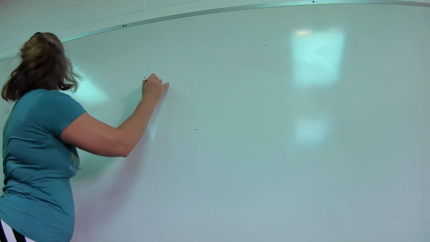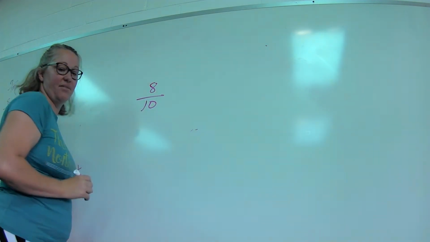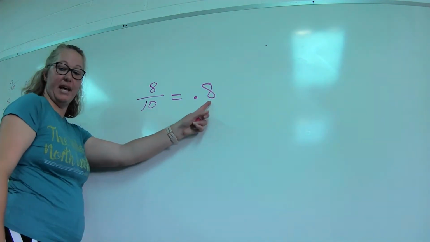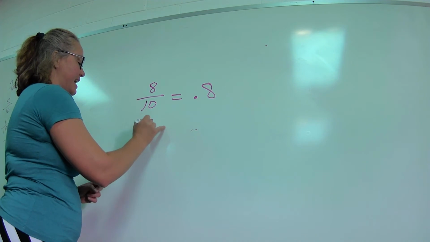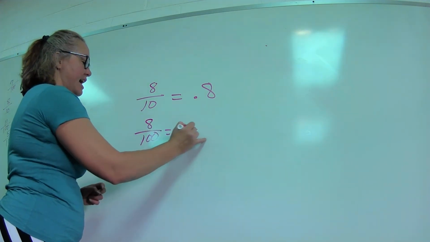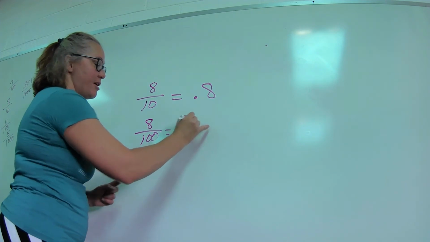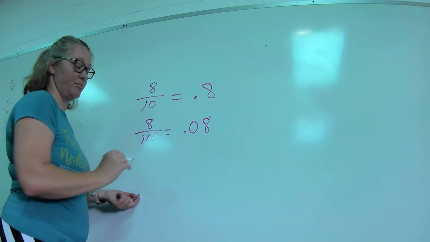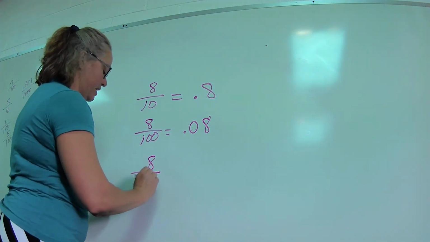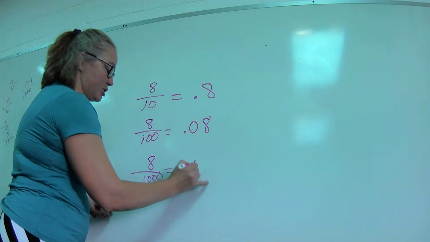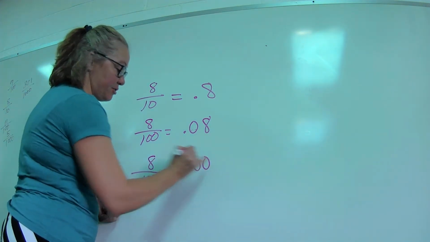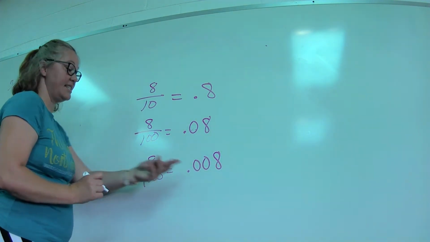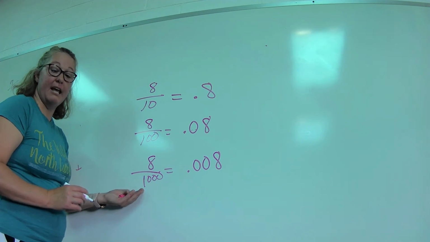If I had the fraction of 8 tenths, that would be 0.8. One place past the decimal. If I have 8 hundredths, I would need to put a decimal and a 0 in the tenths place and put my 8 in the hundredths place. If I have 8 thousandths, I put a placeholder in the tenths, a placeholder in the hundredths, and I put my 8 in the thousandths. Again, a decimal is just another way of writing a fraction.